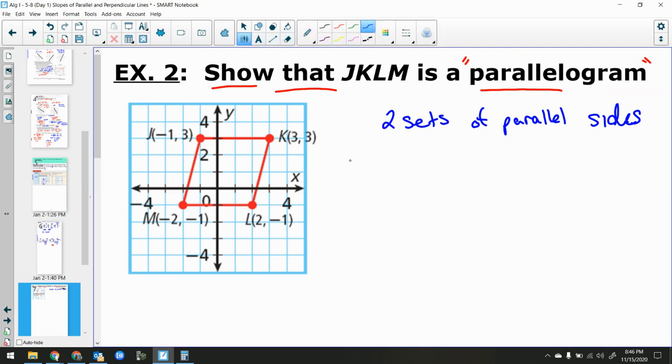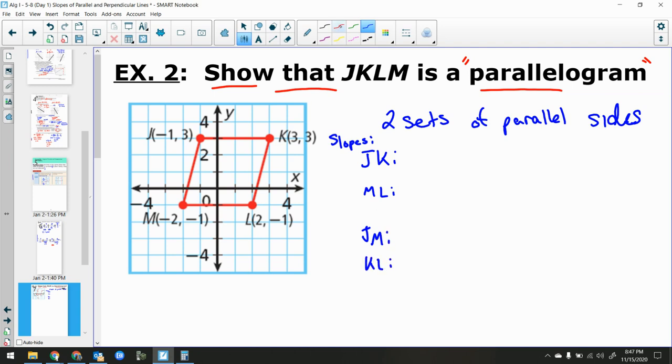So let's name them. Now, when I say show that, notice that there's not going to be an answer blank here. The work is the answer. So here's the minimum amount of work that I need to see. I need to show the slope for JK. And if you want to, you can say these are going to be the slopes. I need to find the slope for JK, the slope for ML, and that should be the same. And then I want to find the slope for JM, and then the slope for KL.